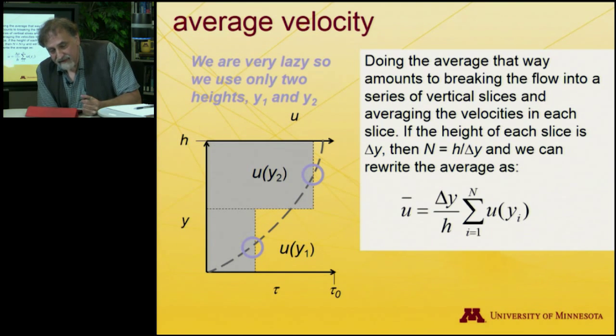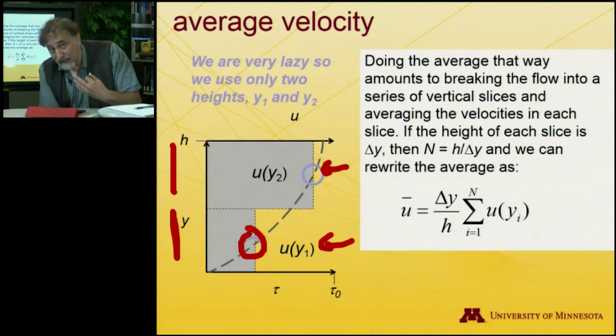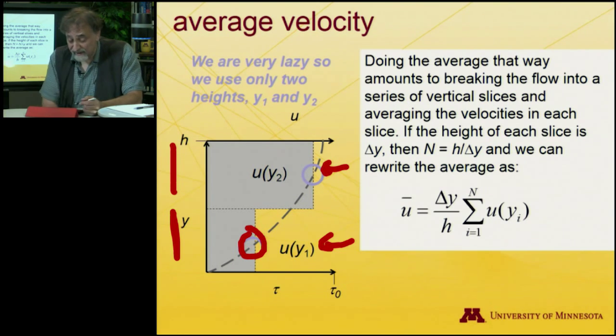But if we do the average the way I said, with just two velocities, what we're doing in effect is imagining that we can break the flow the way I've drawn here. So we've got 2 segments of flow shown in gray, one in which this velocity here is representative, and another one, a lower one, in which we imagine that this lower velocity is representative. And each one of these segments, we say, is represented by that velocity.